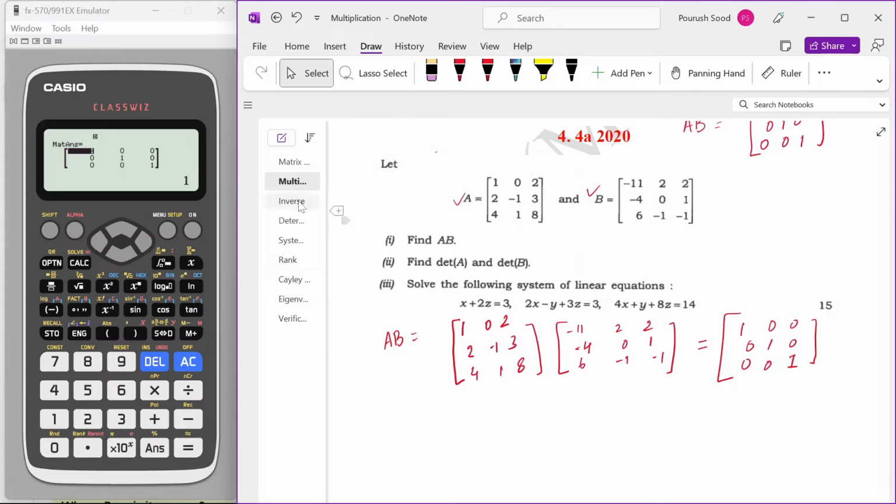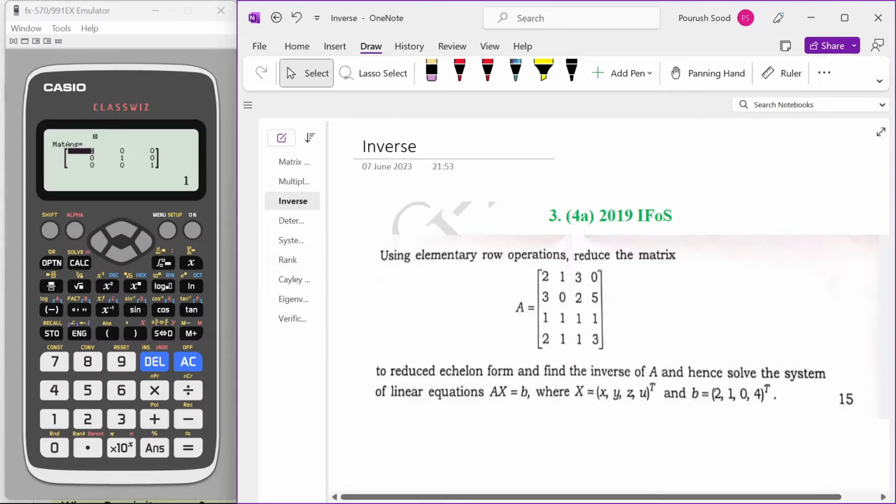Now let's move to inverse calculations. While inverse calculation we cannot do it directly using the calculator, as in we'll need to show some steps during the examination. We can easily use the calculator to verify our inverses. So for example, in this question we need to use elementary row operations to reduce this matrix into the echelon form and find the inverse of A. So we will find the inverse of A using our usual methods, and then we will use the calculator to just verify whether our inverse is correct or not.